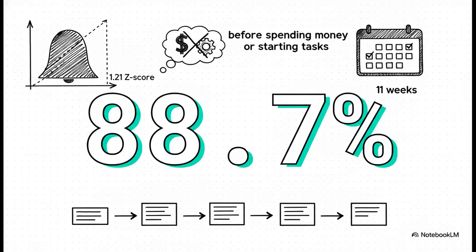When you look up a z-score of 1.21 on a standard probability table, it translates to 0.887, meaning you have an 88.7% probability of finishing this project within 11 weeks. I really want you to think about how powerful that is. This is the tangible, real-world value of PERT. You aren't just guessing anymore. You know mathematically that you have nearly a 90% chance of success before you have even spent a single dollar or started a single task.